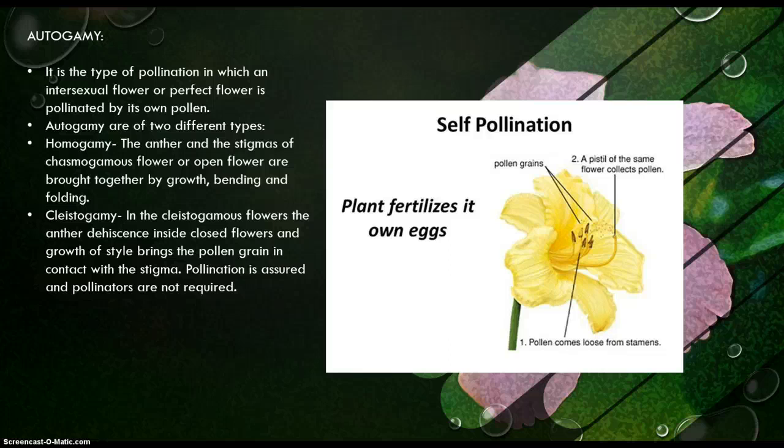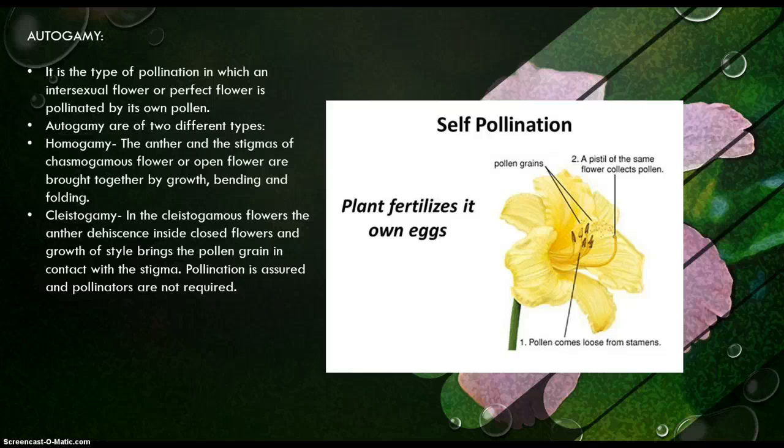And what are cleistogamous flowers? Cleistogamous flowers are closed flowers in which the androecium and gynoecium are enclosed inside the flower. In such flowers, the anther dehisces and releases its pollen grains, and the pollen grains fall directly on the stigma.